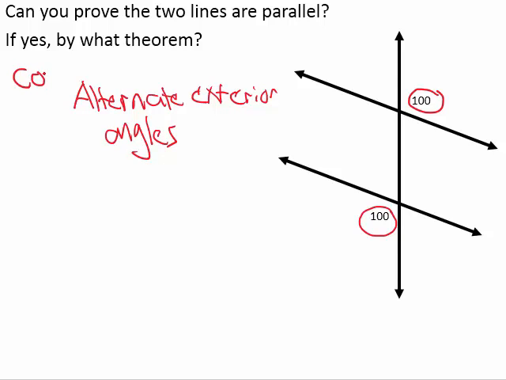So by the converse of the alternate exterior angles theorem, I'm going to abbreviate that by theorem, we know that the two lines have to be parallel. Again, we use converses to prove lines are parallel.